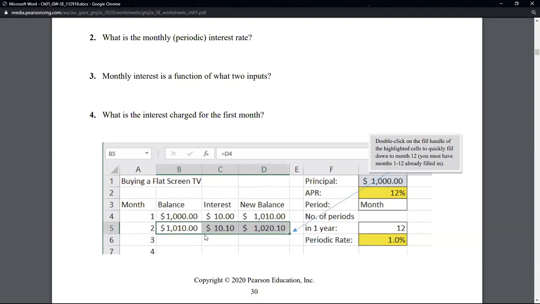Then in month 2, you can go ahead and see the numbers. The balance needs to be linked to the old balance. This is a very common thing, linking an old to a new. We'll discuss this in just a minute. Then the interest, because the balance is just a little more, the interest is just a little more, because that 10 bucks has now been added to our balance. We no longer owe 1,000, we owe 1,010. So the interest, because the balance is a little higher, is a little higher. And then we add to get the new balance.